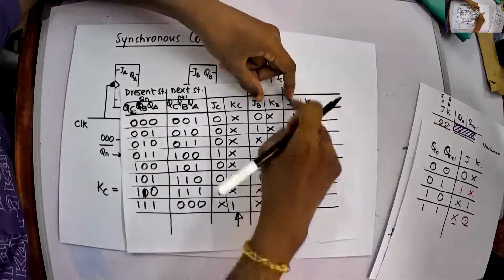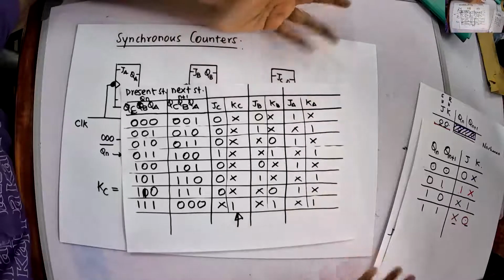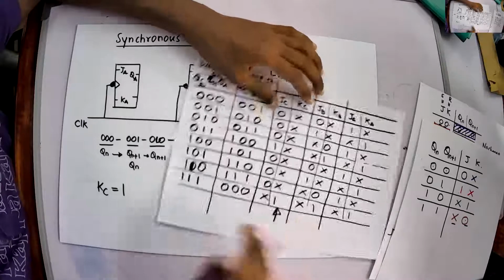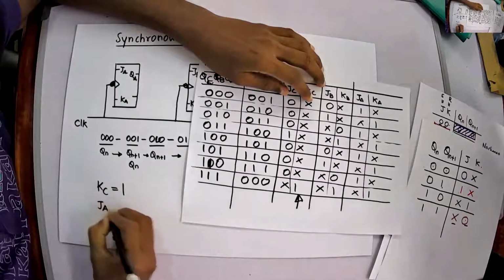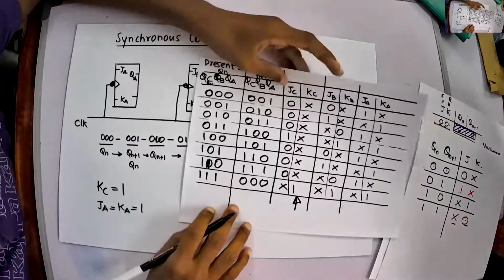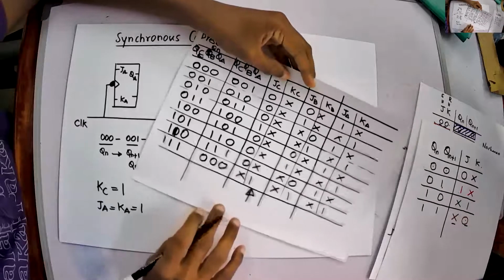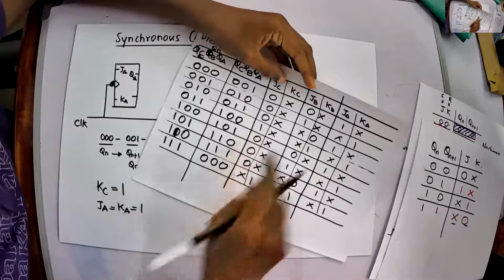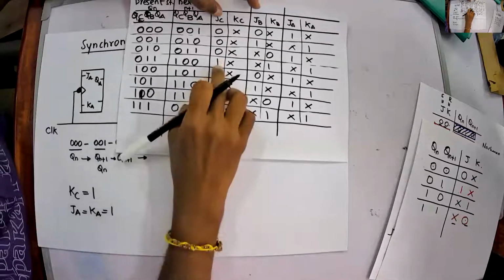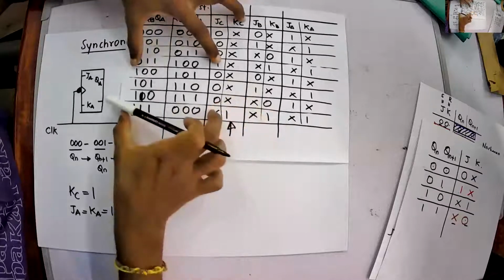Clear? At the same time, what is JA and KA? All are 1, right? This is 1 and this is 1. Even if you are drawing a K-map or not, it will be 1 and 1. Clear? So, JA equals KA equals 1. We can simply mark them as 1. Right. Now, what we need to do is we need to perform JC, JB, and KB. For JC, what we have is actually this one and this one.